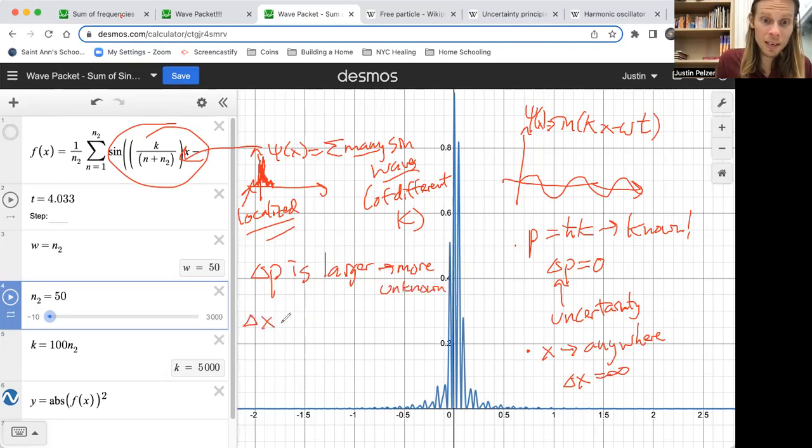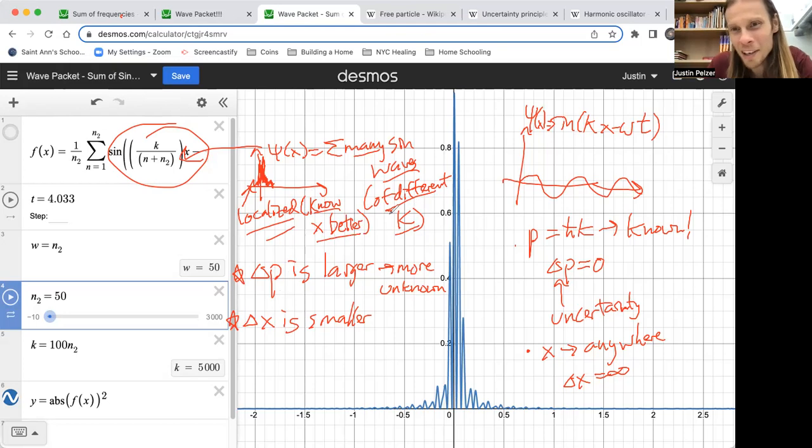But delta x is smaller. So delta x and delta p go inverse of one another. To localize a wave packet, you need to add different values of k together in sine waves. And what that does is it makes delta p, or momentum, more unknown and x more known. So localized means I know x better, but I know momentum worse.